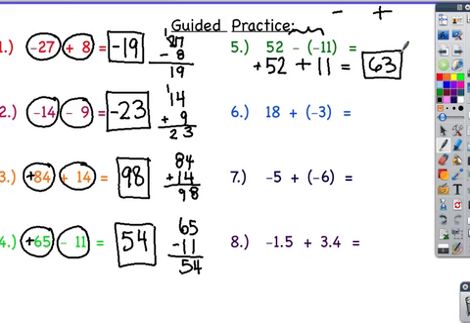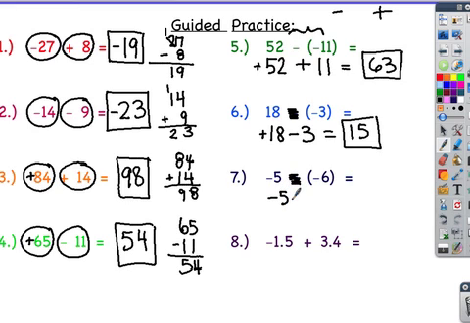Now number 6, I have 18 plus negative 3. The plus and the negative are right next to each other, but they're enemies, so they get in a little battle. Unfortunately, in Integer Land, the plus sign loses, and we're left with just 18 minus 3, which equals positive 15. Number 7. Again, the plus and the minus sign right by each other get in a battle, so the plus sign loses, and we're left with negative 5 minus 6. Same sign, so I add and keep my sign.